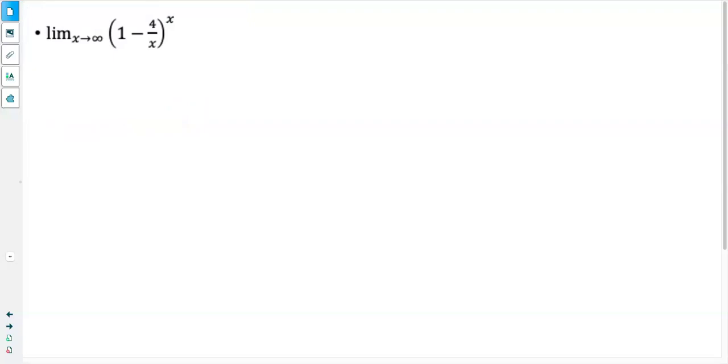That's when we've got our limit as x goes to infinity of 1 minus 4 over x to the power of x. So we want to change this so that we've got x over 4, so then we can change it to Euler's number. So this would be our limit as x goes to infinity of 1 minus 4 over x to the power of x over 4, to the power of 4. So this part here is equal to Euler's number, and then it's to the power of 4.